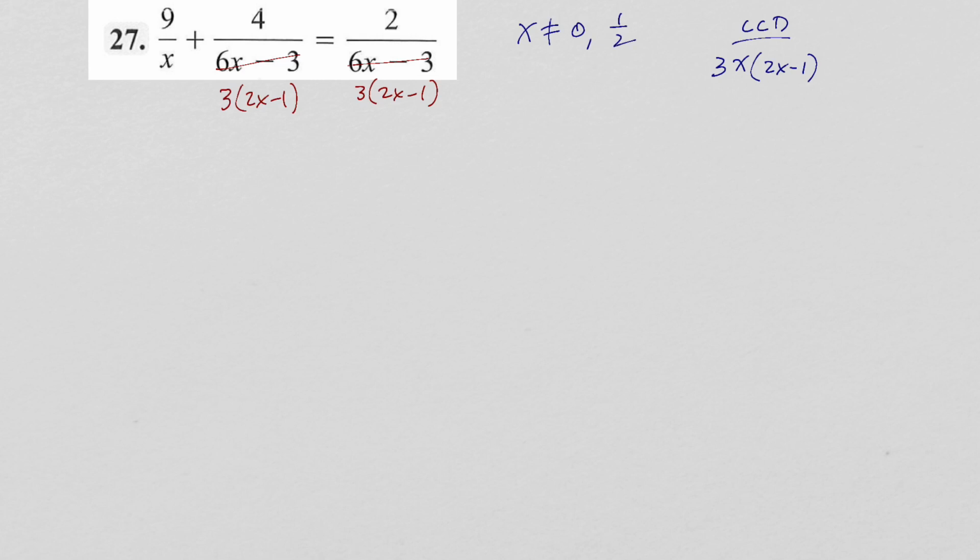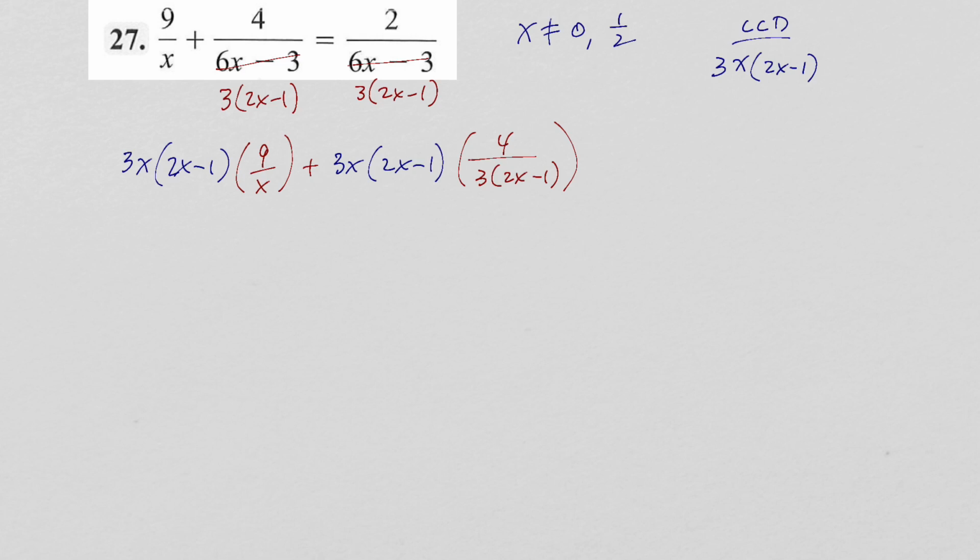All right, now I'm going to take my denominator and multiply by the first fraction, and I'll take the denominator and multiply by the second fraction, and it equals, and I'll take that denominator and multiply by the last fraction. And then let's cancel. This x cancels with that, and then here's what I'm going to have.